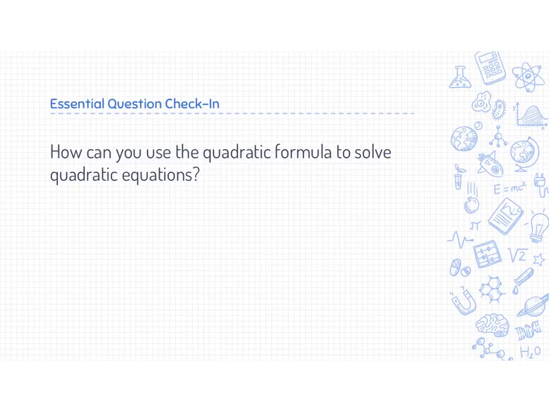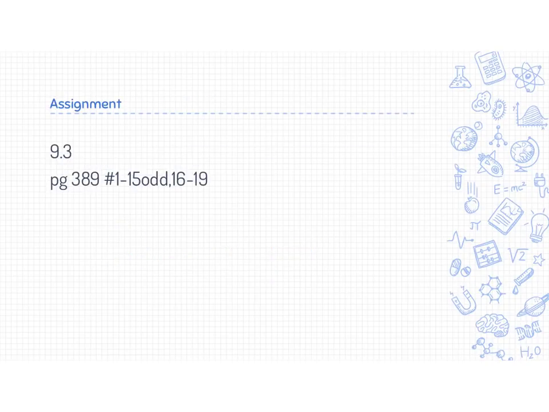Now, before you move on to your assignment, do not forget your quizzes, which go along with this lesson. Make sure you complete those questions as well. Then your assignment for 9.3 is page 389, numbers 1 through 15 odd, 16 through 19. You can do it in the workbook, you can do it digitally. We will work on this in class, in the next class period.